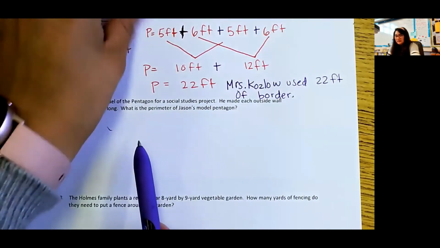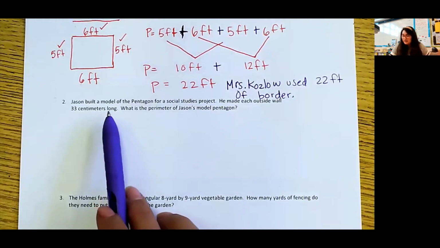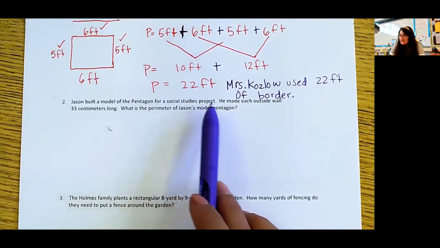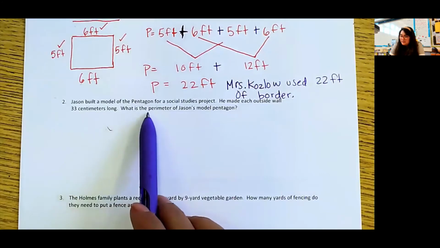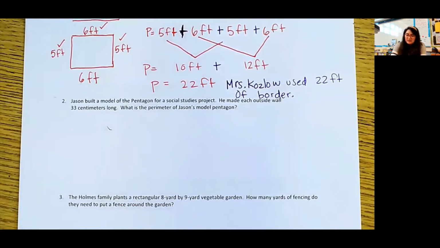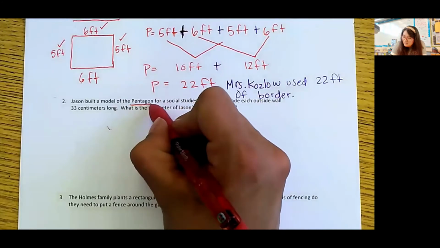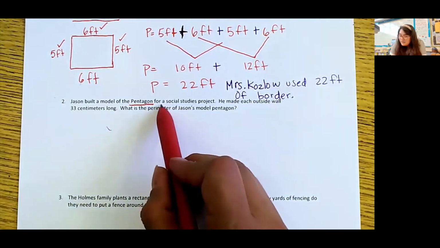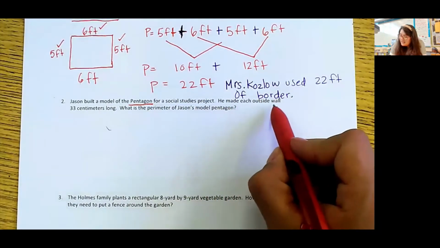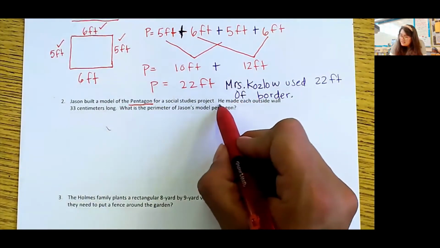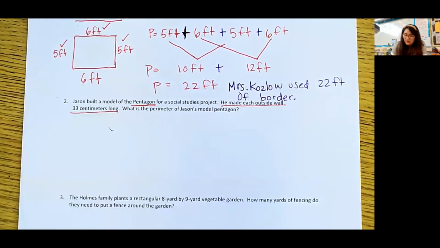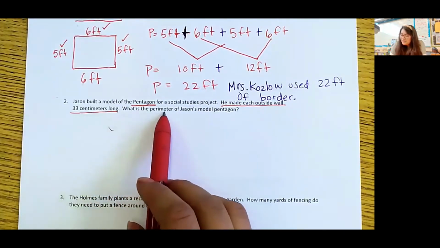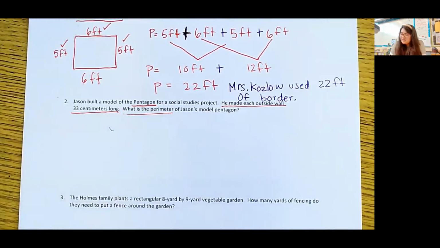Jason built a model of the Pentagon for a social studies project. He made each outside wall 33 centimeters long. What is the perimeter of Jason's model Pentagon? So let's again underline key information. Jason built a model of the Pentagon. That's important because they're giving us a shape for a social studies project. He made each outside wall 33 centimeters long. That's key information. He's telling us each outside wall is 33 centimeters long. So all the sides will be the same length. What is the perimeter? This is what we're finding.